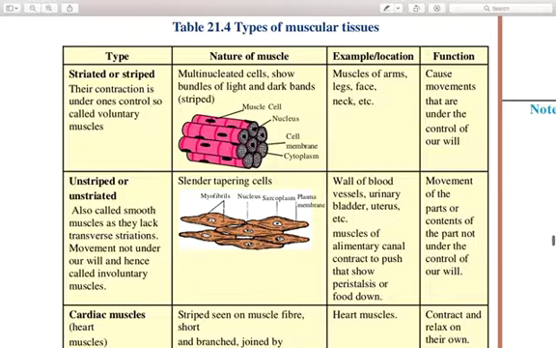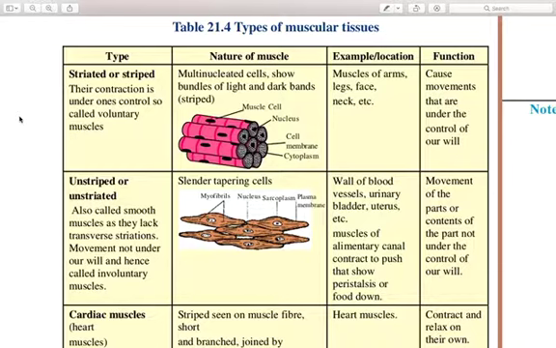So here they have given their type, the nature of the muscle, examples of where they are located, and finally their function. Striated or striped, the name came from the way they look striped, like lines on the muscle cells. Their contraction is under one's control, so they are called voluntary muscles. For example, in our hand we have some muscles and we have control over them, we can move them. That's why they are voluntary muscles.